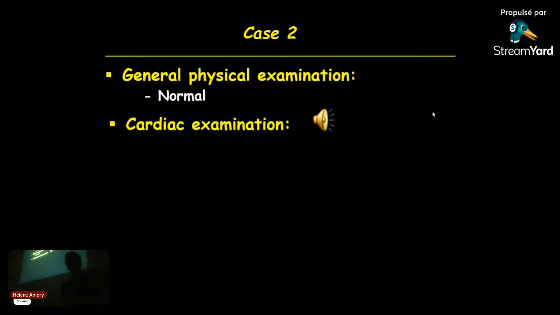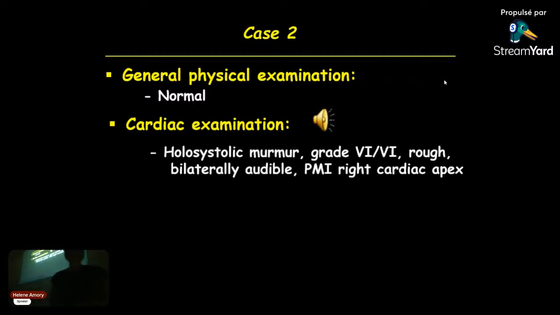Systolic or diastolic? Systolic again. Indeed, a holosystolic murmur. The grade again was 6 out of 6. It was rough. You can hear it on the recording. It was audible bilaterally, like the first one. And the point of maximal intensity here was on the right cardiac apex.